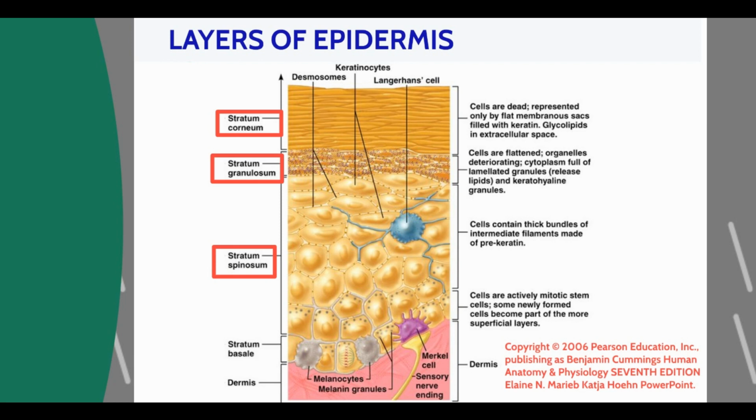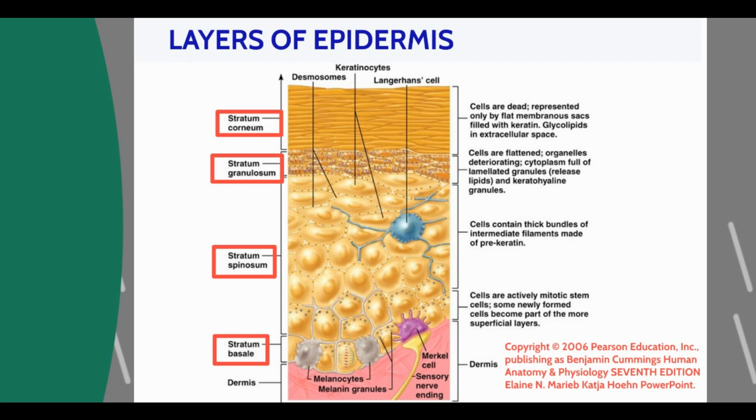As we move on down, the third layer of the epidermis is the stratum spinosum, and then the fourth and final layer, which borders the dermis, and you can know that because you think basal. So think of the basilar layer. This is where the nerve endings will actually make contact with the epidermis.